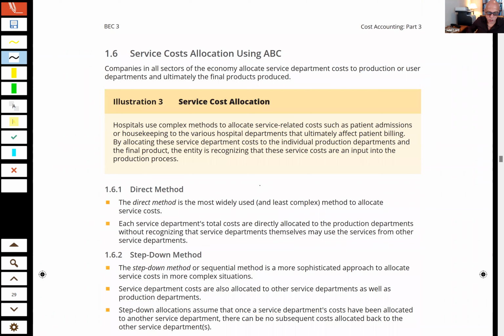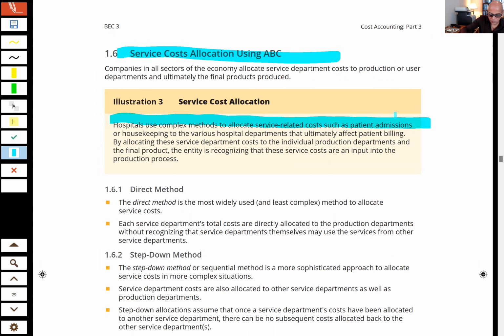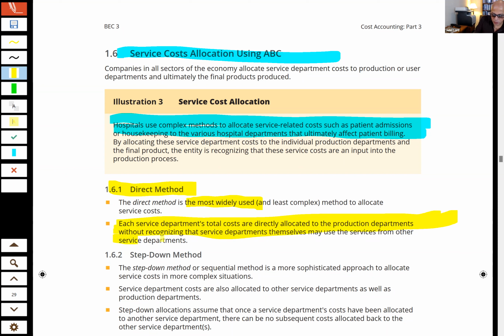and let's take a look at service cost allocation now. And notice they mention here that hospitals may want to do something like this because we have different departments, such as housekeeping, that we have to allocate the different service department costs to our different departments, say in a hospital. Now, the direct method, they tell us, is the most widely used. And under the direct method, each service department's total costs are allocated to the production departments without recognizing that service departments themselves may use other service departments.